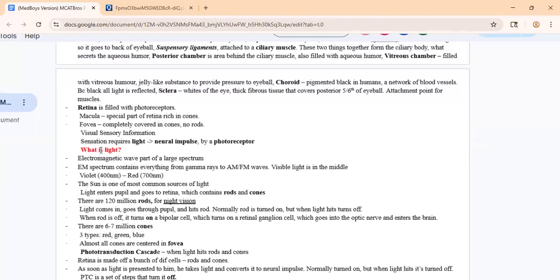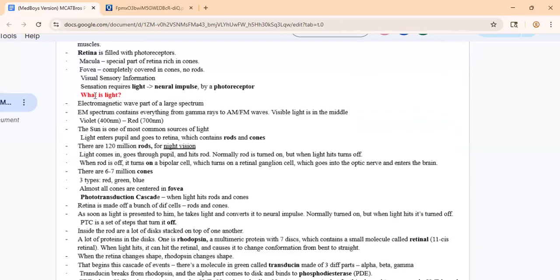So right now, things to know is that you do have macula, which are special parts of the retina. It's rich in cones, but fovea is our main girl. Fovea is completely covered in cones, no rods. So when it comes to sensation in the eyes, it's just light and photoreceptors.